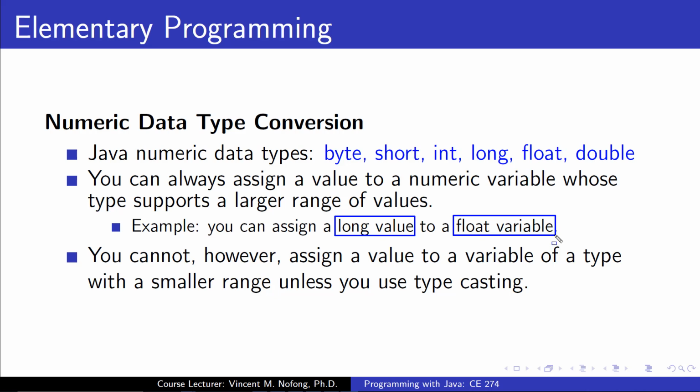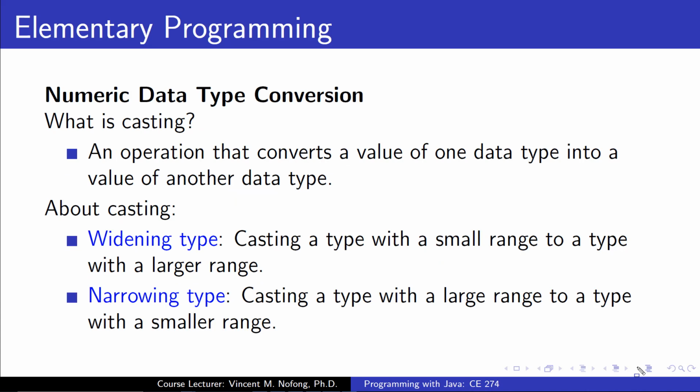However, we cannot directly assign the value of a numeric variable with a wider range to a numeric variable with a smaller range unless we use typecasting. So typecasting basically refers to the process that we would use to convert the value of one data type into a value of another data type.